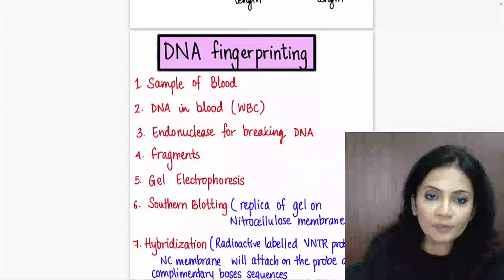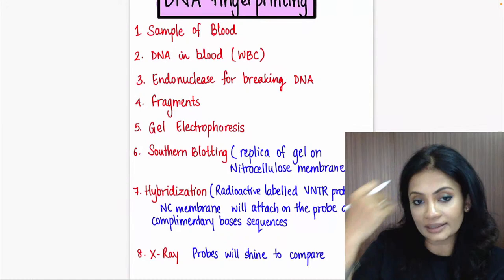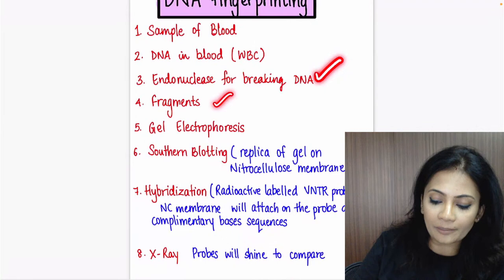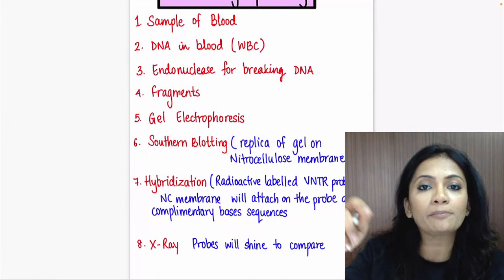A sample of blood is collected. DNA is collected because it has WBCs. Then break the DNA into fragments. Fragments are separated by gel electrophoresis. Then transfer all the DNA fragments onto a nitrocellulose membrane. That's called Southern blotting. Create hybrids by using a probe.